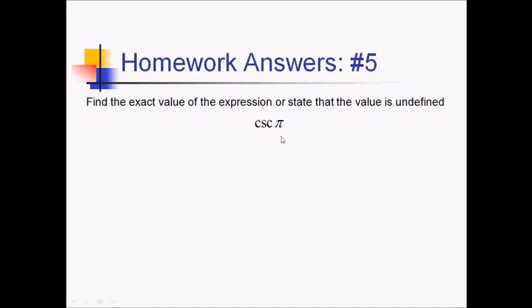To find the cosecant of pi, we're going to rewrite this as cosecant of 180 degrees, just so I can think about it a little bit better. And cosecant, we know that's really 1 over sine of 180. Sine of 180, that's the y value over at 180 degrees. That's 0, so we've got 1 over 0, which is undefined.